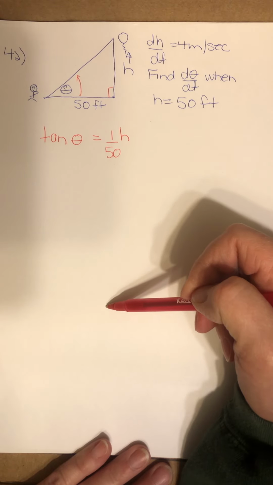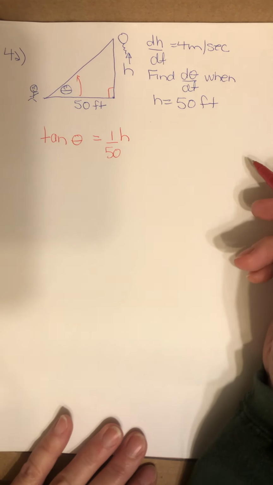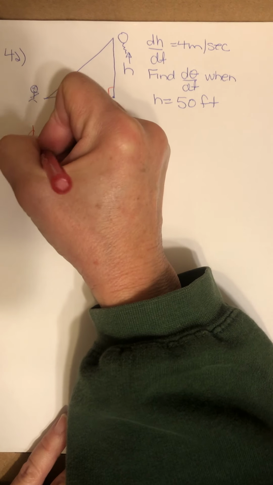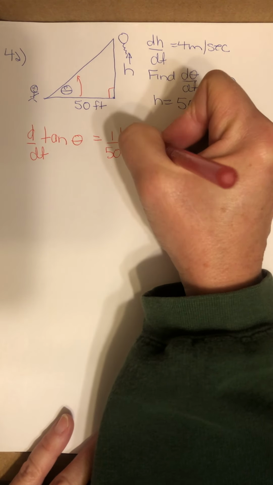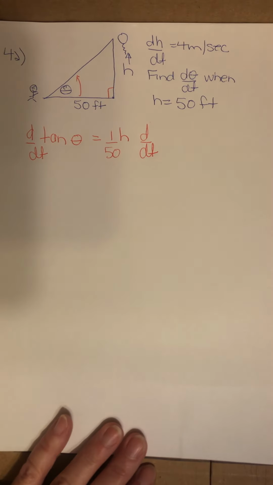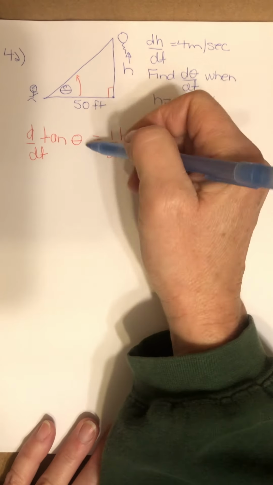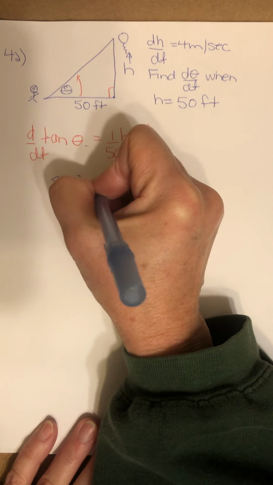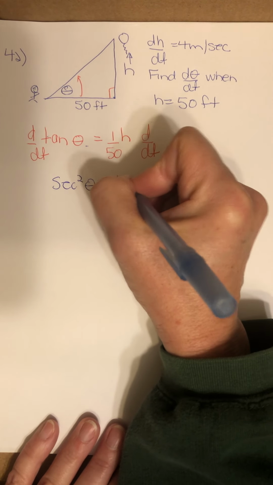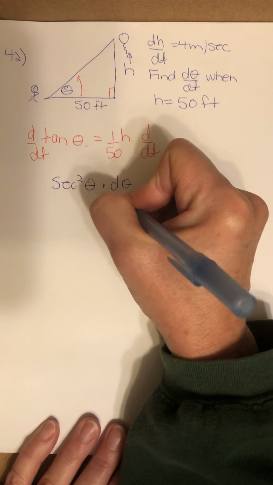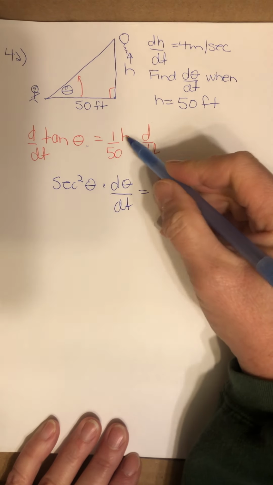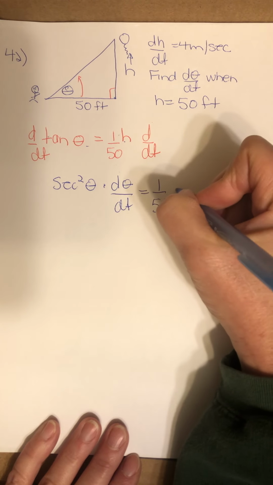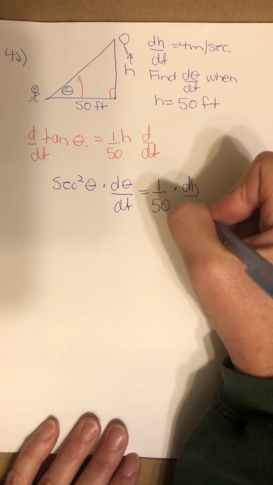Okay, let's take, I think, I don't need to substitute. Let's take a look. Let's take the derivative with respect to time. That would be the derivative of tangent is secant squared theta, right, times d theta dt equals the derivative, this would be 1/50th, the derivative of h is 1 times dh dt.